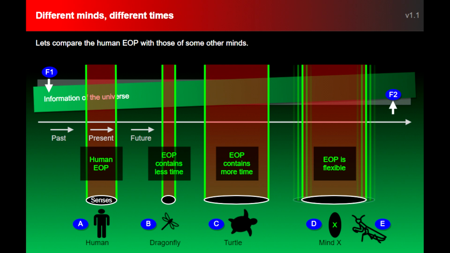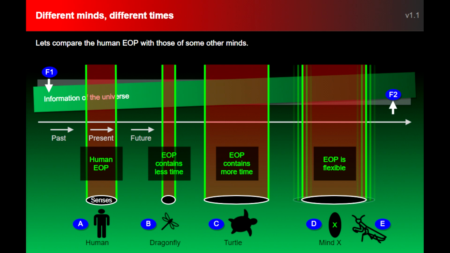A. Human senses detect a fraction of the information and have their own human EOP. This is one human unit of time, HUT. B. Dragonflies have different senses and process data faster. Their EOP is smaller than humans', meaning they experience the world in slow motion compared to us, about 5 times slower, so that's 0.2 HUT. To see a cool video about this, type BBC Dragonfly in YouTube. Even though its EOP is different, it still experiences this as an instant.